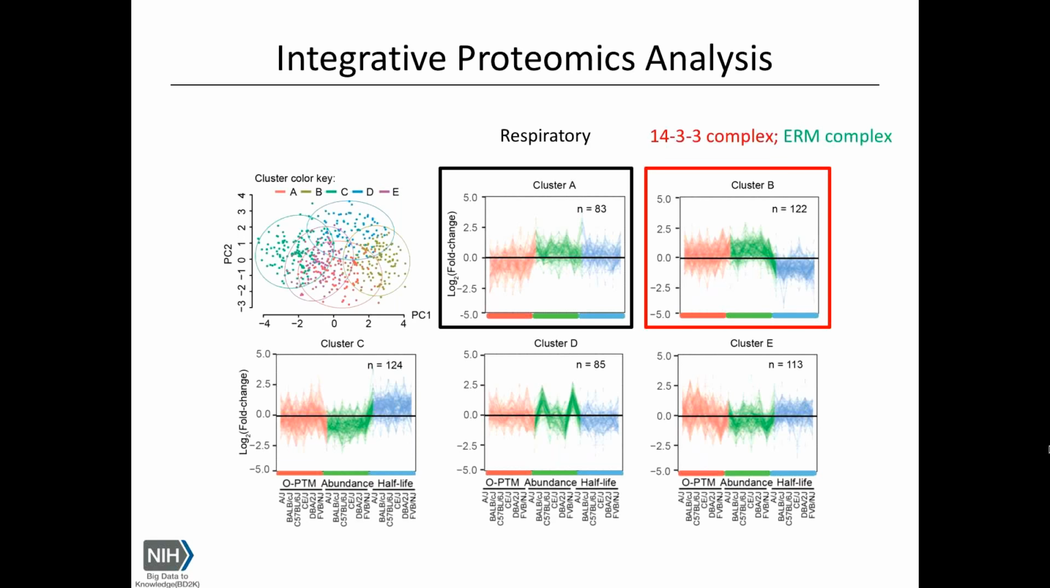And then interestingly, we found that cluster B contains a lot of the 14-3-3 as well as ERM protein complex pathway proteins. And this particular pattern is characterized by unchanged O-PTM occupancy with increased protein abundance and decreased protein half-life, which means increased protein turnover.